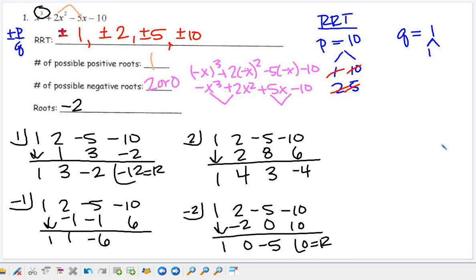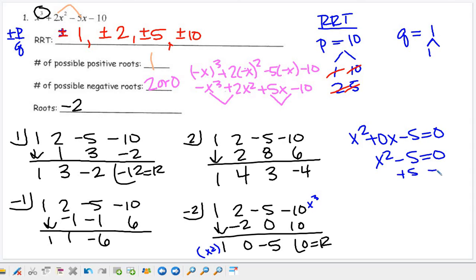Now the question becomes, how do we find the rest? Well, if this is a third degree, then this is a second degree, and we can do all kinds of things with second degree polynomials. We can factor them, use the quadratic formula, or complete the square. So this becomes x squared plus 0x minus 5 is equal to 0, and of course we don't write the 0x, so we have x squared minus 5 is equal to 0.